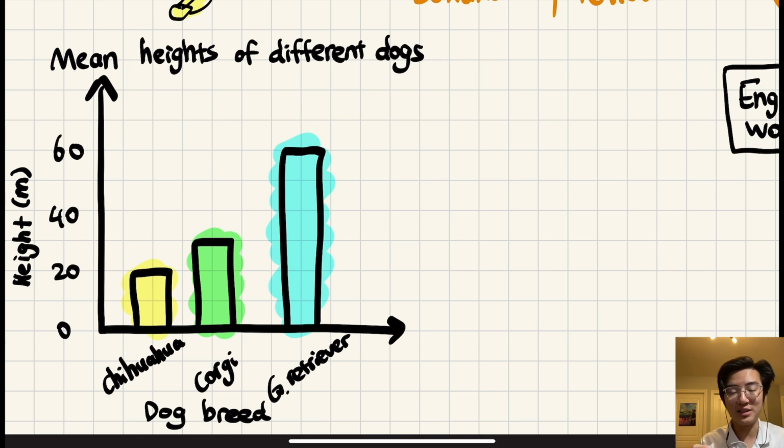And in order to read this graph, we just pick a category, right? So we pick a category at the bottom of the graph. So let's take Chihuahuas, for example, and we look at the very top of this graph, right? The top of this bar. So right here, the top of the bar of the Chihuahua goes to 20 meters, which means the mean height of Chihuahuas is 20 meters.